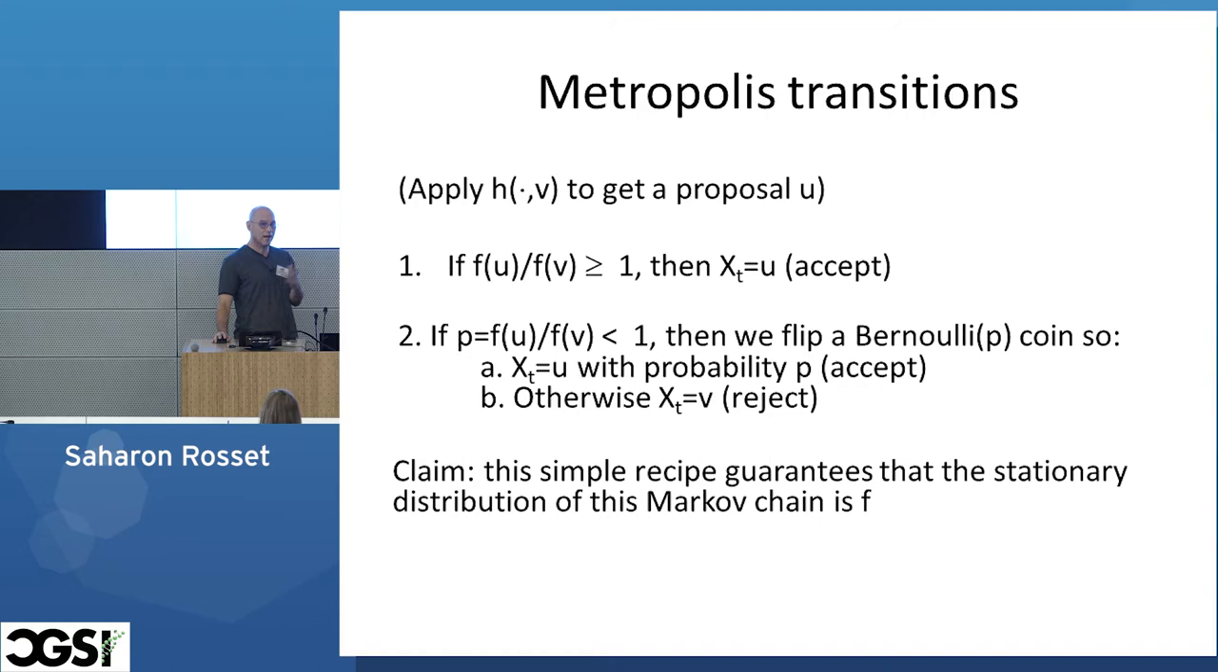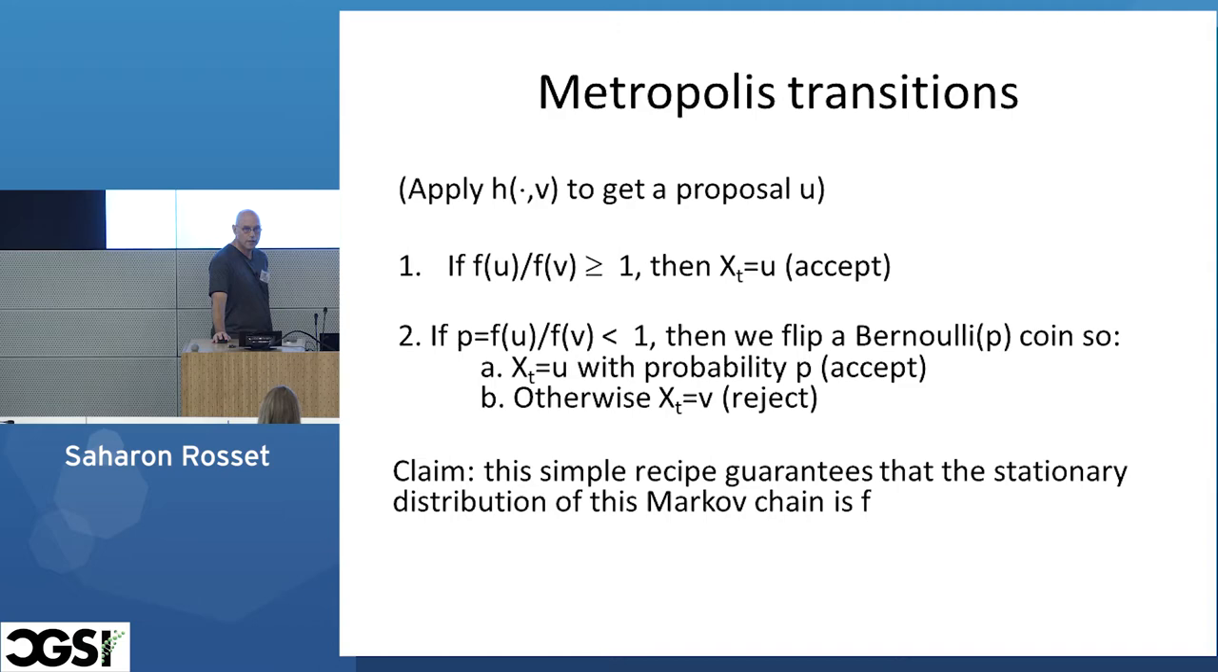That's what it means. If u has higher probability than v according to f, then we accept. If the ratio is smaller than 1, then we denote this ratio by p and we flip a Bernoulli p coin. And so if it comes up heads, we accept and change from v to u. If it comes up tails, we reject and remain at v.